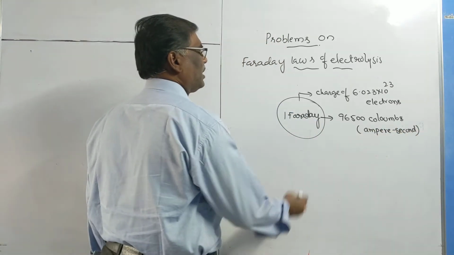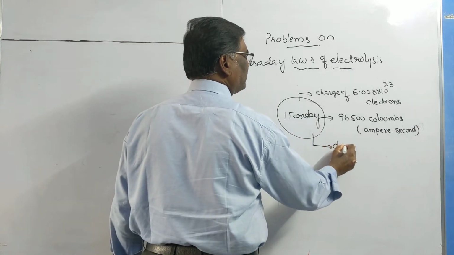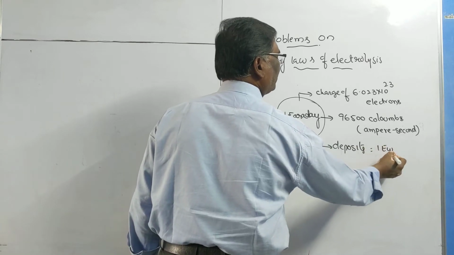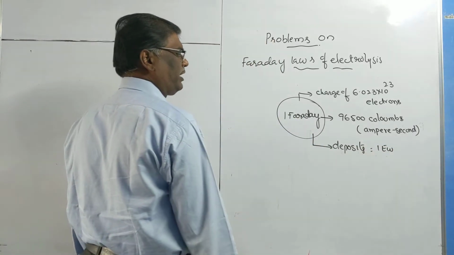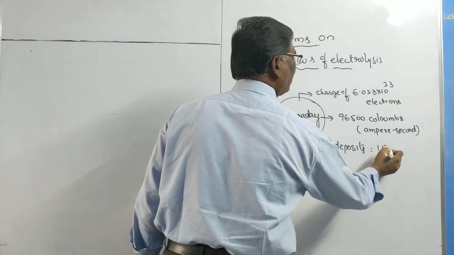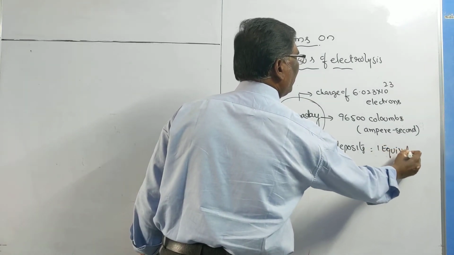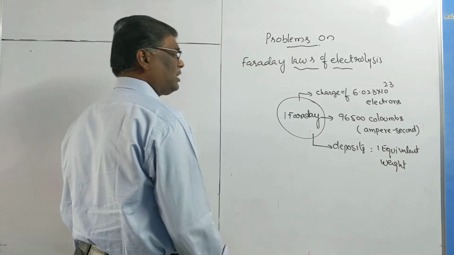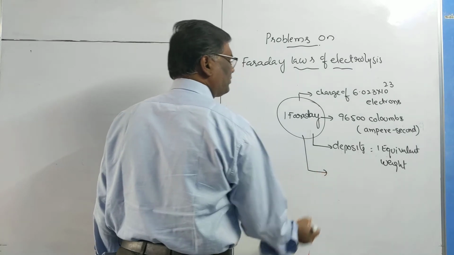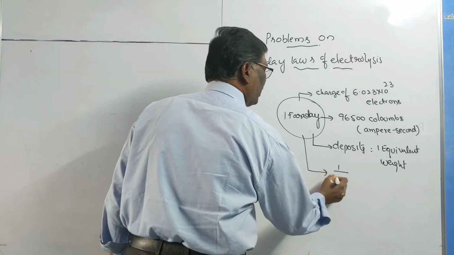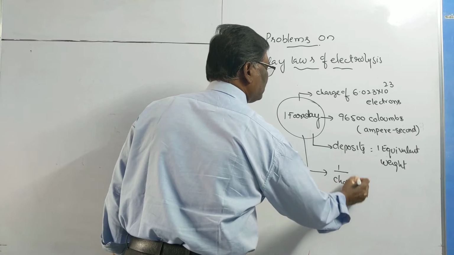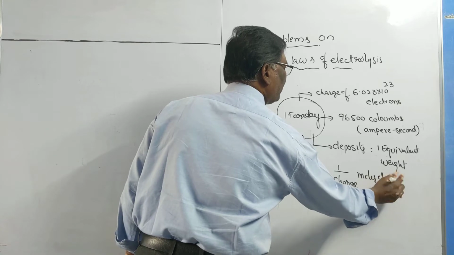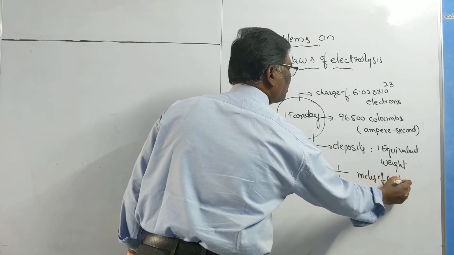Now this one deposits one equivalent weight. Now when we take the metal, it deposits 1 by charge moles of metal.